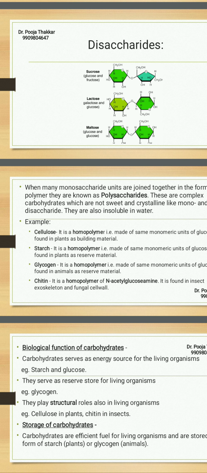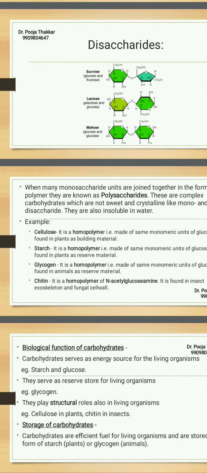Okay, so the first important function is that they mainly serve as energy sources for the living organism. For example, you can say starch or the basic unit glucose. They serve as the reserve storage for the living organism, starch in case of plants as well as glycogen in case of animals. And they play a structural role, okay, to form or create varieties of membranes. So cellulose in plants, and chitin in case of fungi, as well as the exoskeleton of insects.